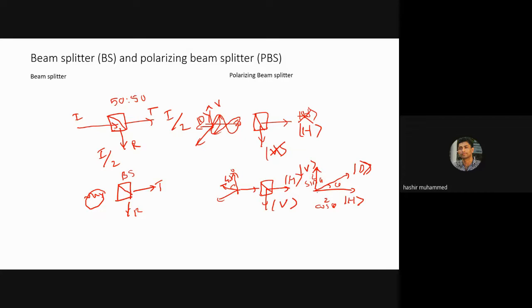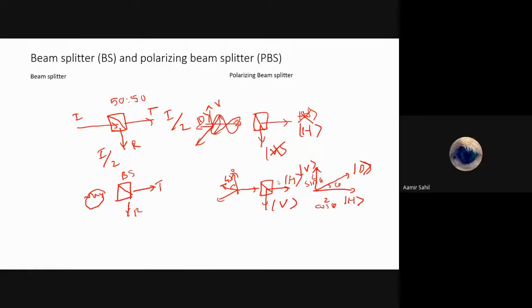So if this is 45 degree, if you're sending a single photon, 50% of the time it can end up here. If it is a single photon, you don't know beforehand if it is horizontal or vertical. This again goes to chance.